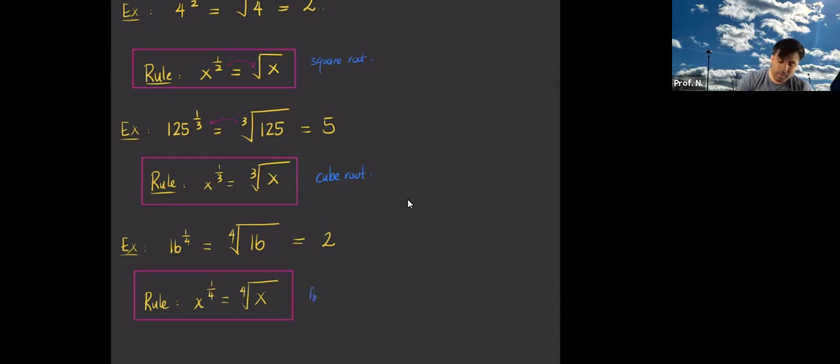So this is the 4th root. And we keep on doing this, right? To the 5th root, 6th root, 7th root. So what's the general rule for these fractional exponents? What's the general rule then?